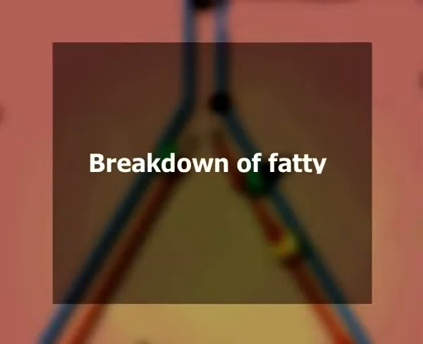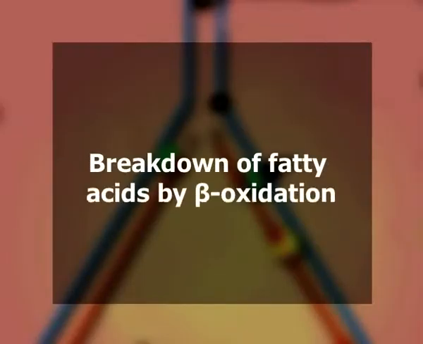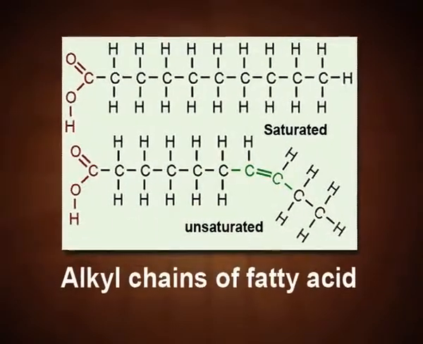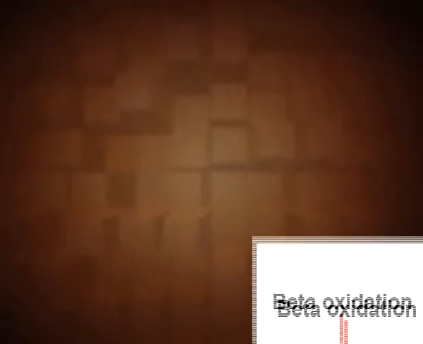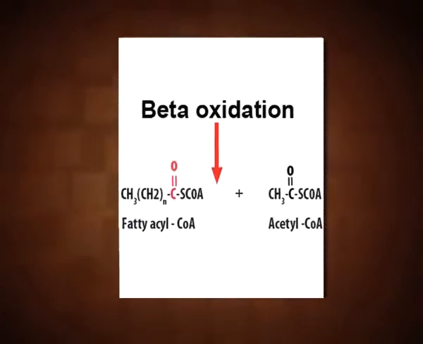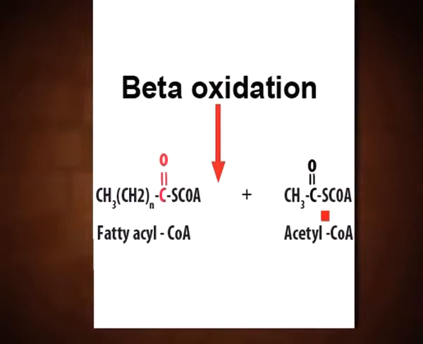Number 2. Breakdown of fatty acids by beta oxidation. Peroxisomes achieve breakdown of fatty acid molecules by a process called beta oxidation. In this process, alkyl chains of fatty acids are removed sequentially by blocks of 2 carbon atoms at a time and are converted to acetyl coenzyme A. The acetyl coenzyme A produced during beta oxidation is exported from peroxisomes to the cytosol for reuse in biosynthetic pathways.